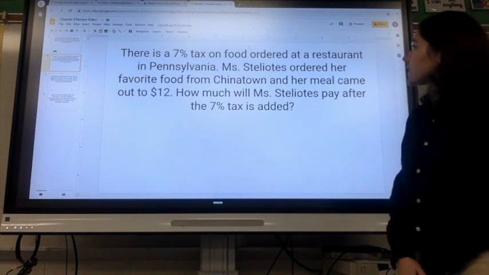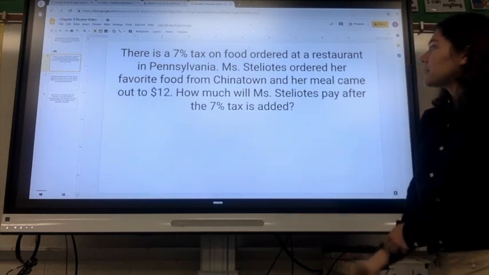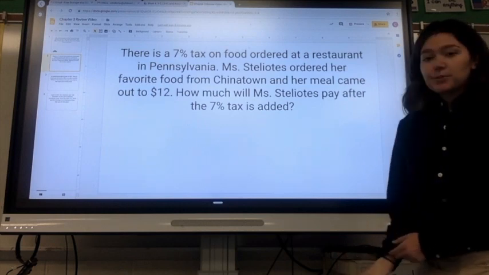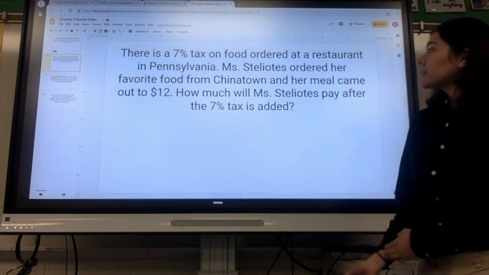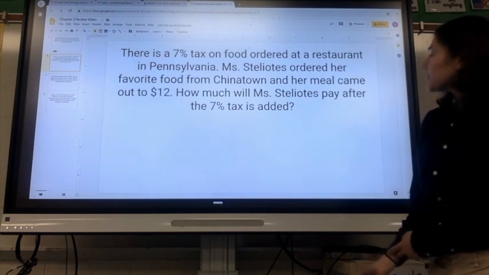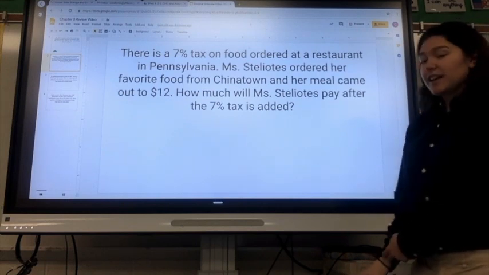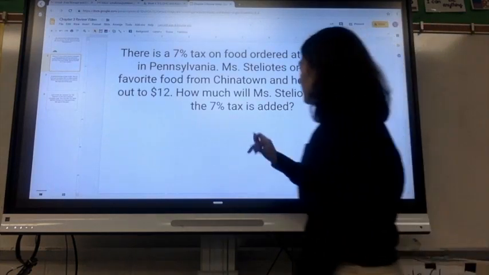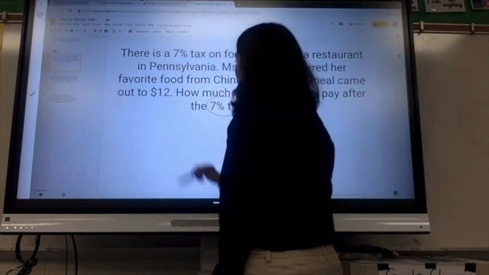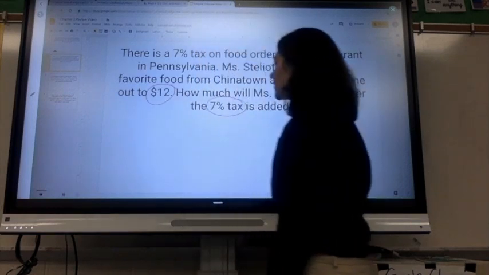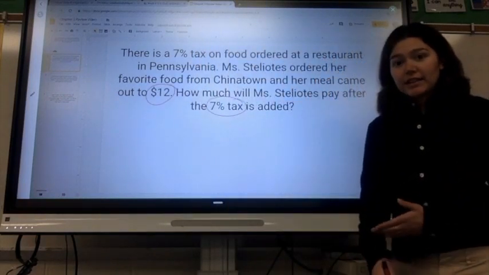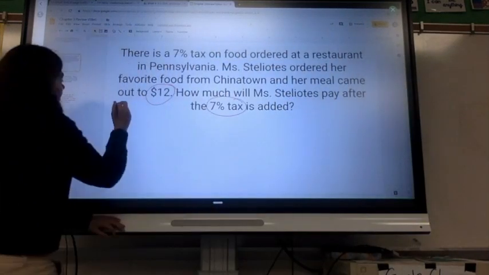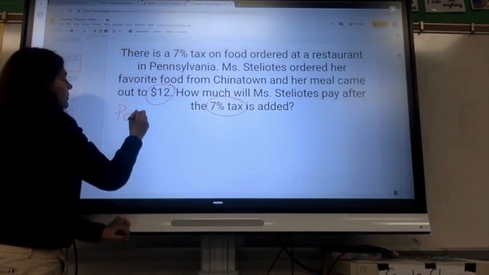7% tax on food ordered at a restaurant in Pennsylvania. Miss Deliotis ordered her favorite food from Chinatown, and her meal came out to $12. How much will Miss Deliotis pay after the 7% tax is added? So this is a super similar question. We have a 7% tax. We have a $12 cost of the food, and that's going to give us both our part and our whole. So I'll write my equation. Part equals the percent times whole.